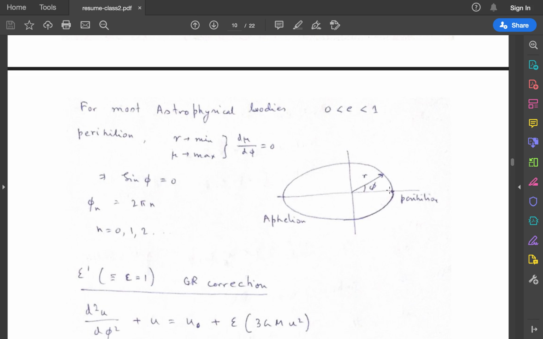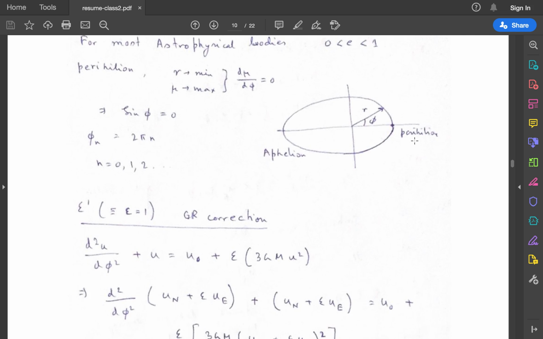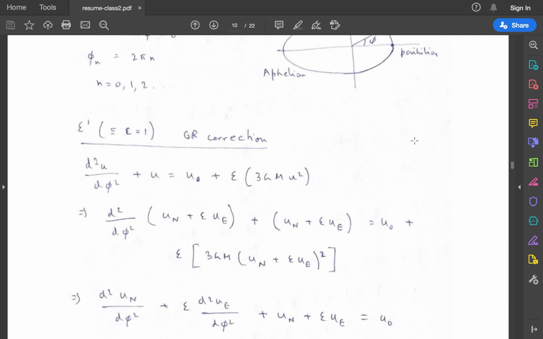So for the Newtonian case, any heavenly body, say the earth moving around the sun, always goes like this continuously. There is no change and this ellipse remains constant. However, let us see what happens if I take the GR correction into account.